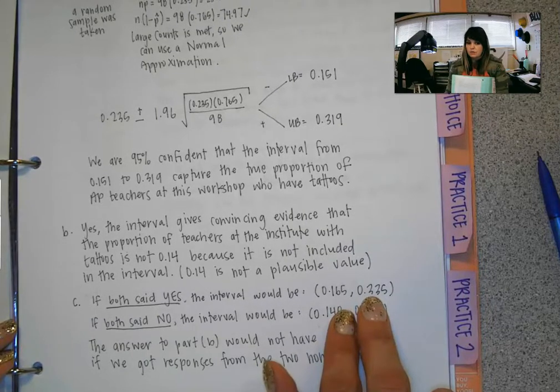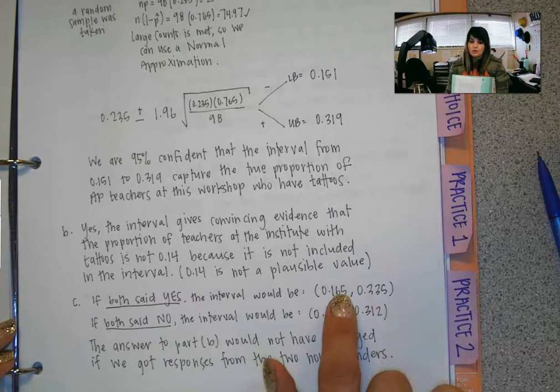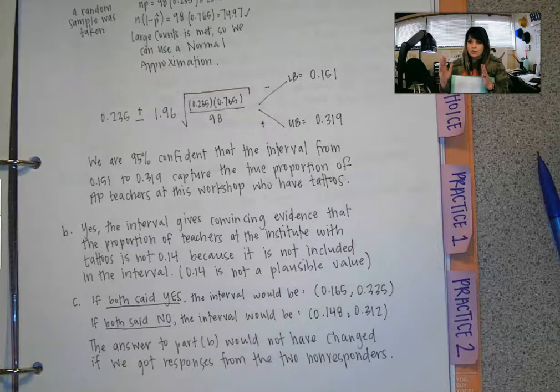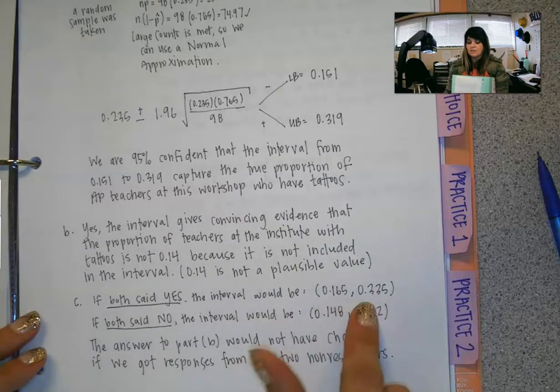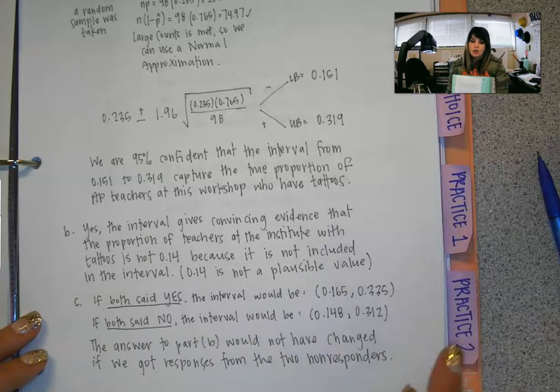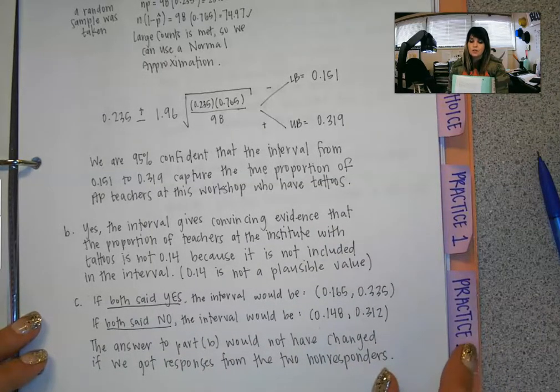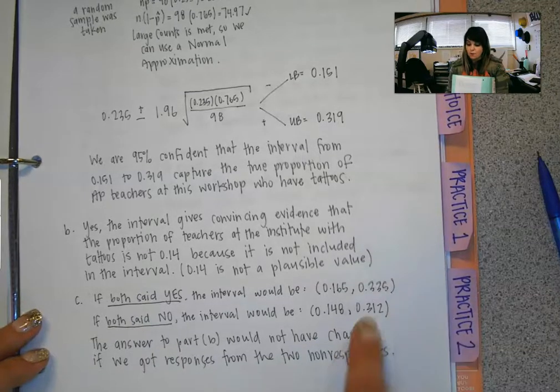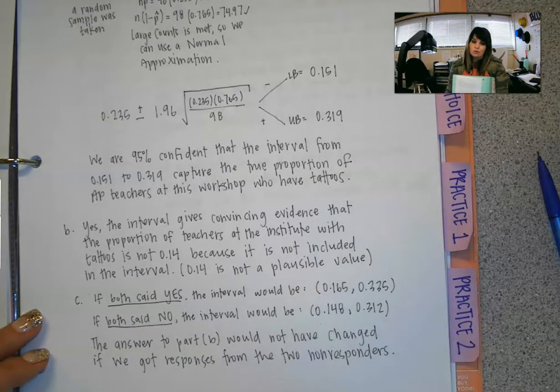If both said yes, the interval values increase. If both say no, they decrease by a little. And if one says yes and one says no, the confidence interval is between. So the answer to part B would not have changed if we got responses from the 2 non-responders, because 0.14 is not in either of those.